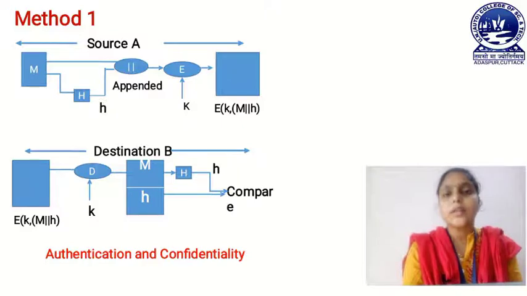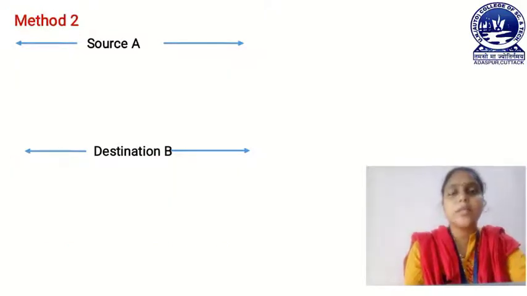Then look at the second method. Here this is your method 2. In method 2, the source A generates a message, that is M, and the source A wants to send this message to the destination B.